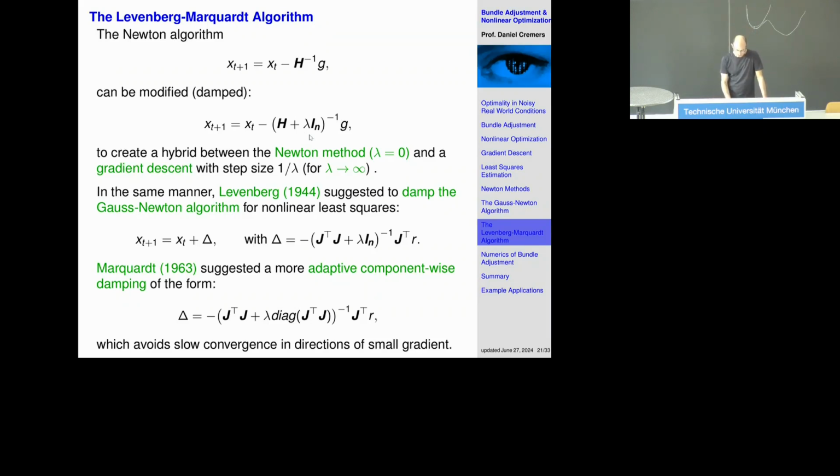And more specifically, it becomes something that is a hybrid between the Newton method and gradient descent. If you set lambda equals 0, you have the original Newton method. If you let lambda go very large, then essentially you can ignore the Hessian here. This term will dominate for large values of lambda. And then you have essentially a gradient descent with step size 1 over lambda.